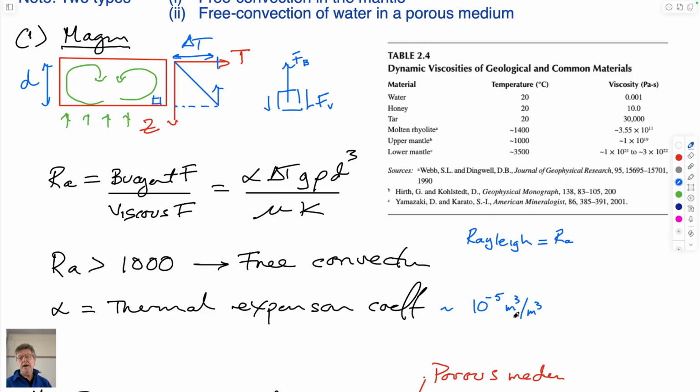So it expands by 10 to the minus 5. So I guess that's 10 to the minus 3, a hundredth of a thousandth per degree centigrade. So volume per unit temperature, so this is in units of 1 over temperature. This is the difference in temperature between the base of the convection cell and the top, delta T. This is planet Earth, gravity, acceleration, the density of the rock.